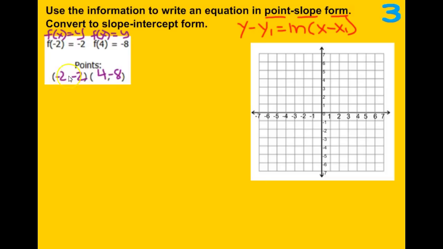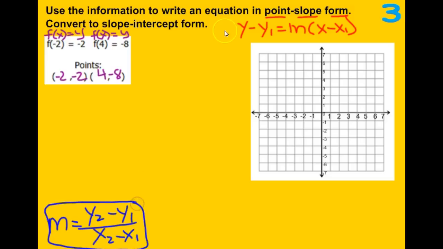This one we don't have our slope, so we need to find our slope using our slope formula: y2 minus y1 over x2 minus x1. When you take your MCA test, this equation will be given to you. You just need to know how to use it.